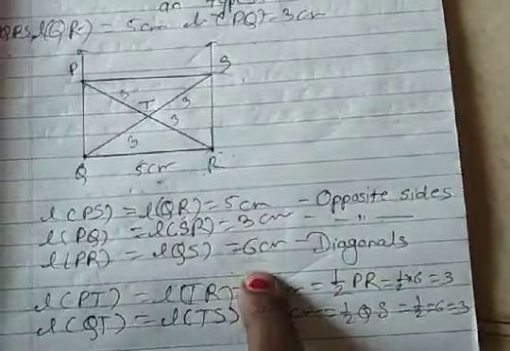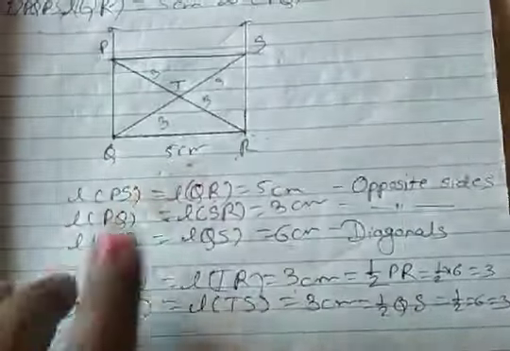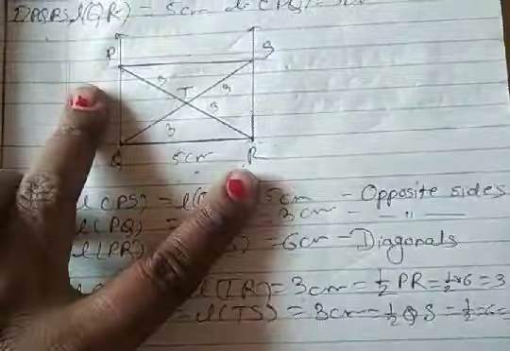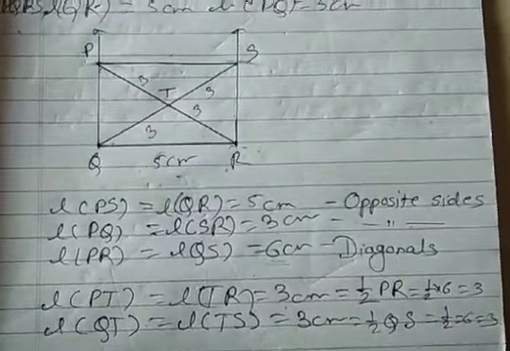bisect each other, meaning PT is equal to TR, QT is equal to TS, its measure is the same. If PR is equal to 6, then PT is equal to 3 and TR is also 3. Then similarly here QT is equal to TS and is equal to 1/2 QS. That property we also saw yesterday.